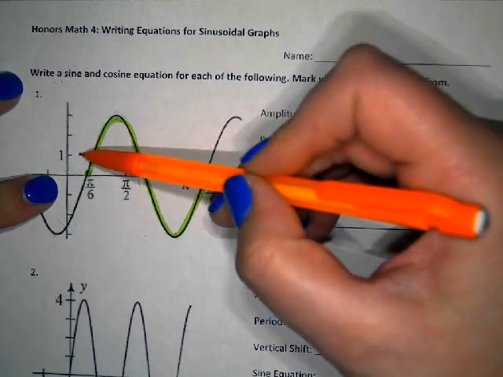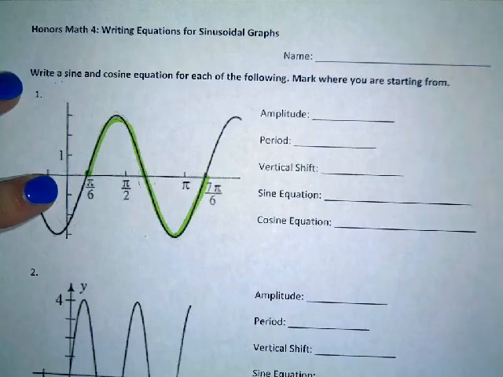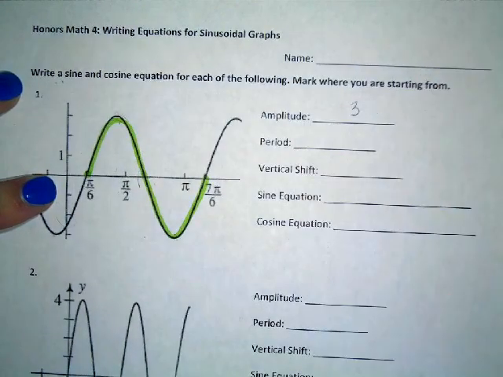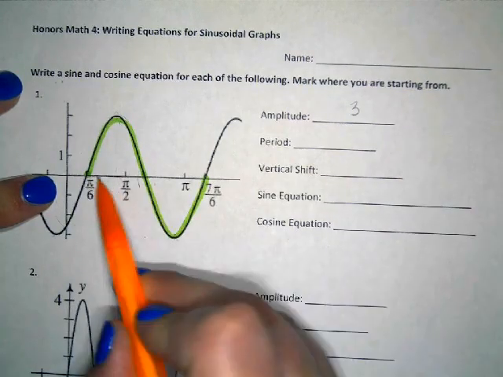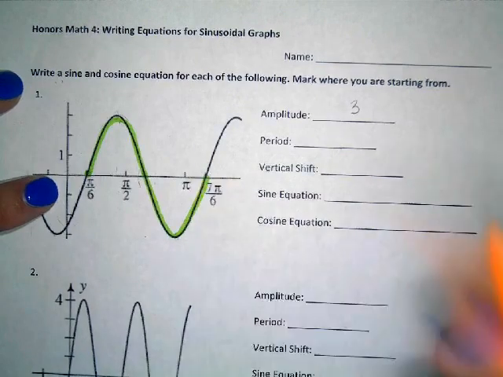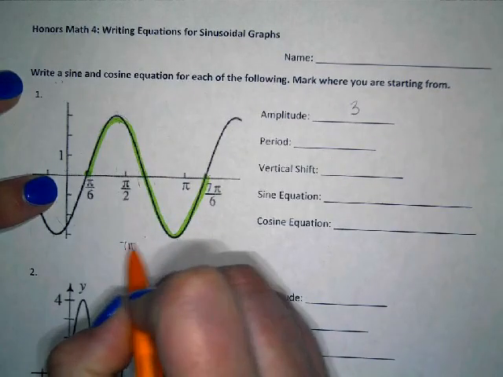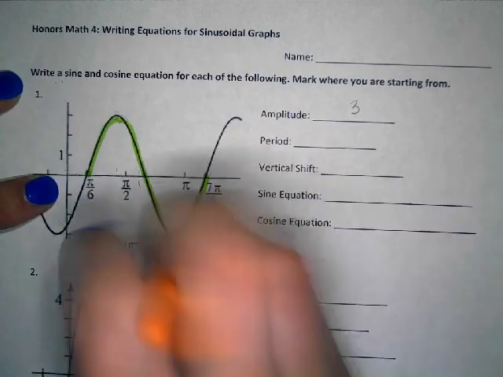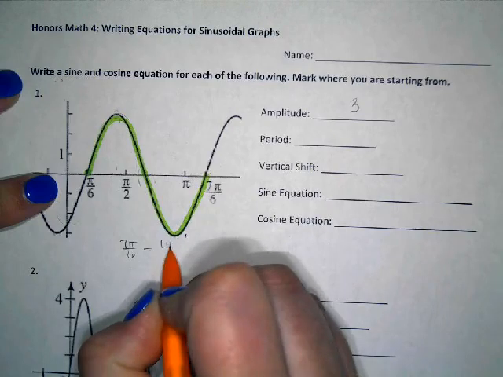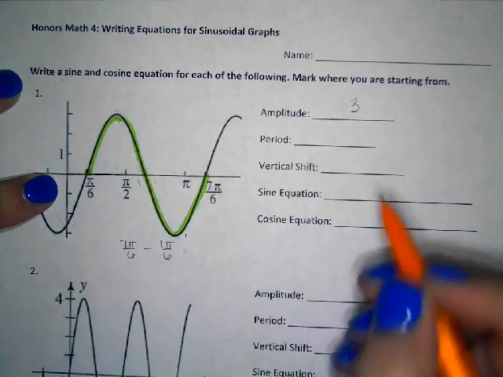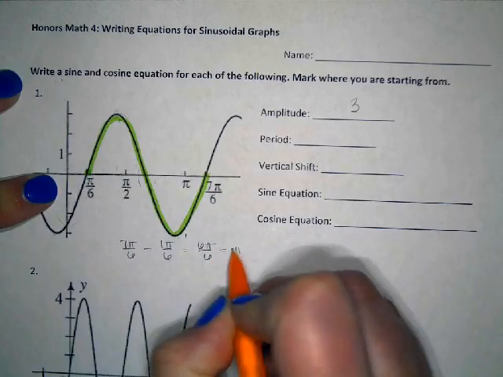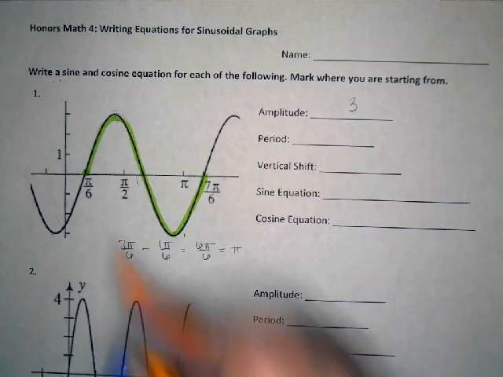So can you guys tell what the amplitude is? 3. So it goes up 3, it goes down 3, so my amplitude is 3. The graph starts right here at pi over 6. It ends at 7 pi over 6. So if we do 7 pi over 6 minus 1 pi over 6, what does that give us? 6 pi over 6, right, which is just pi, okay? And it's shifted to the right.